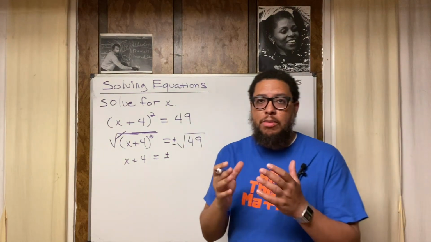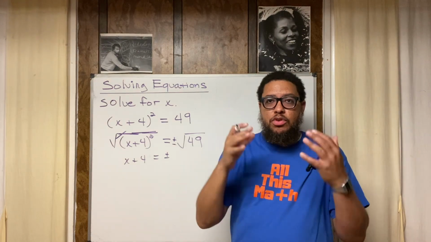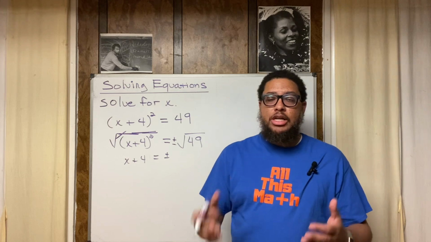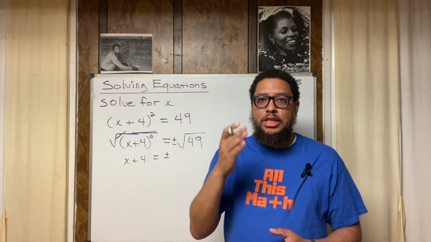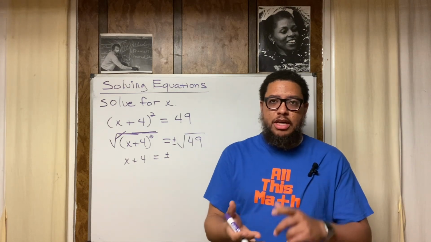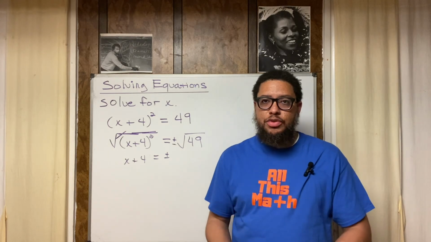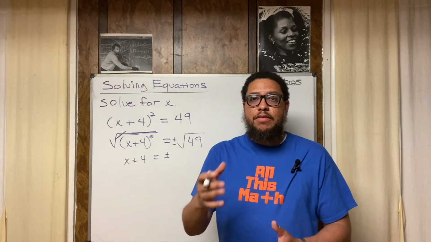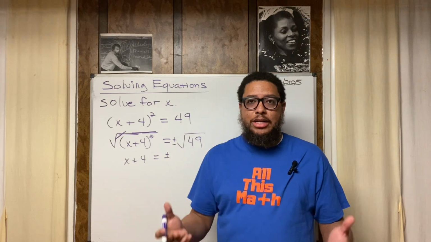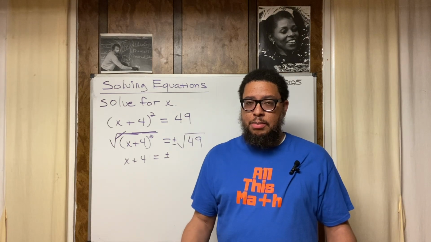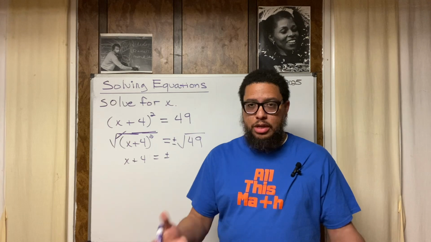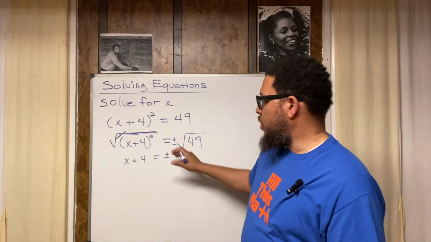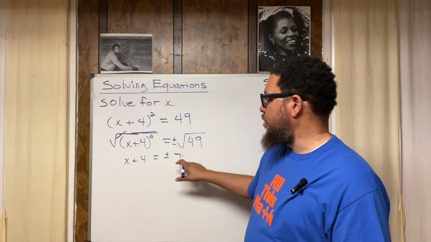See, this is why knowing your multiplication facts comes into play. Because if you know your multiplication facts, you know all the factors of 49, and you know that 7 times 7 is 49. If you know your 7 facts, you know 7 times 1 is 7, 7 times 2 is 14, 7 times 3 is 21, 7 times 4 is 28, 7 times 5 is 35, 7 times 6 is 42, 7 times 7 is 49. 49 is a perfect square because its square root is a whole number, the number 7. So therefore, the square root of 49 is just 7. So now we have x plus 4 equals plus or minus 7.